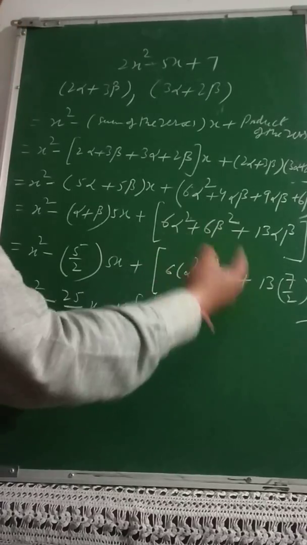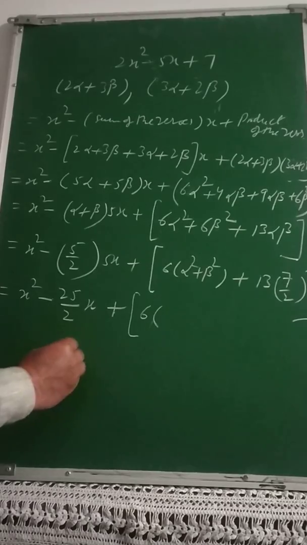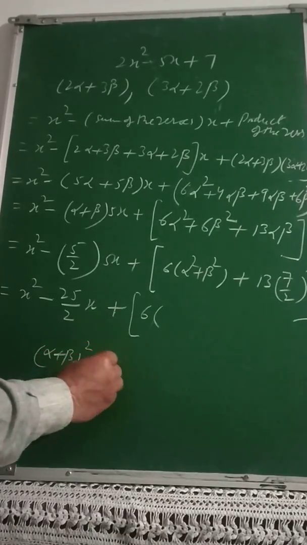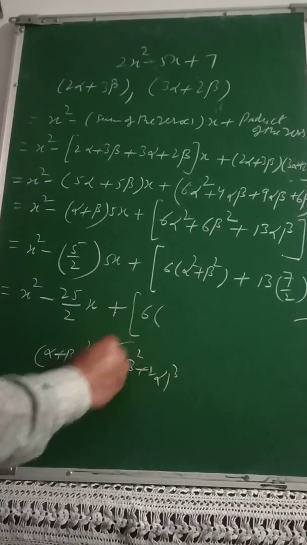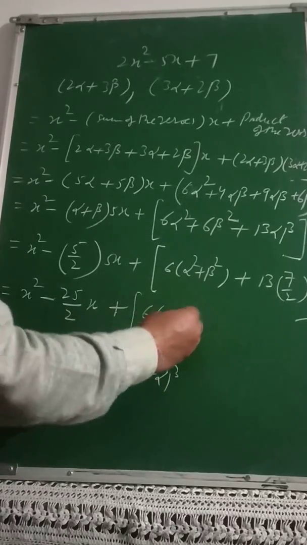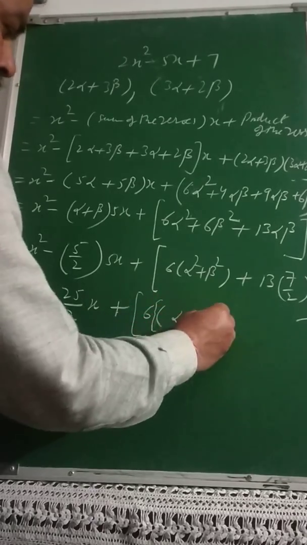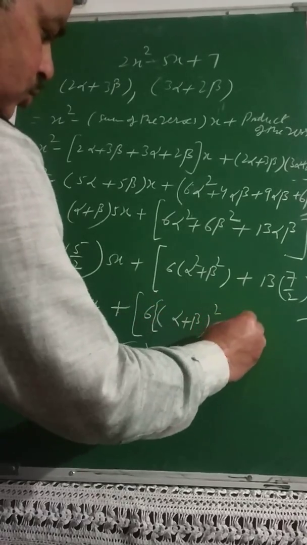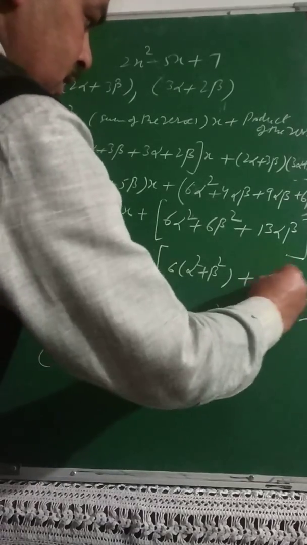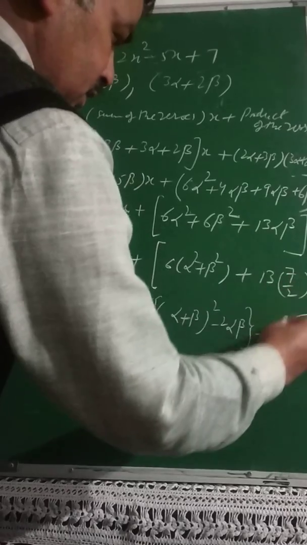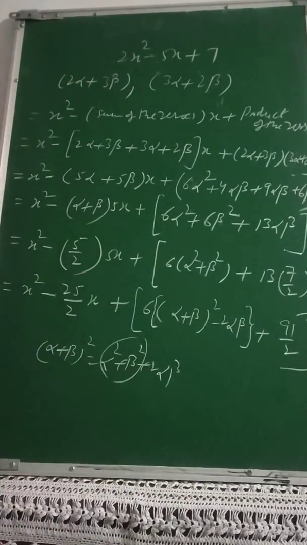As I told in the previous question, alpha plus beta whole square will always be equal to alpha square plus beta square plus 2 alpha beta. So in place of alpha square plus beta square, I can write alpha plus beta whole square minus 2 alpha beta, and close this curly bracket, plus here it is 13 into 7, 91 upon 2, and close this bracket.